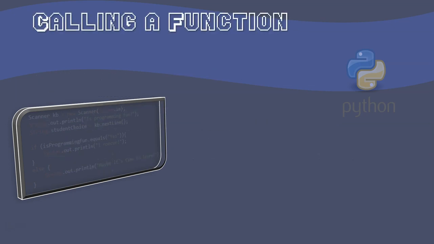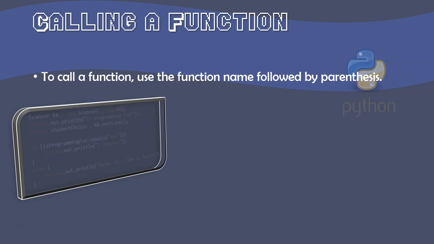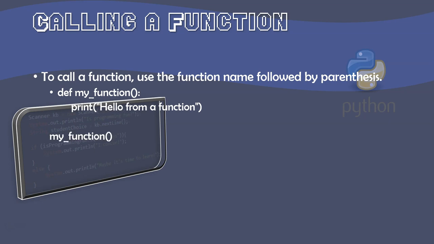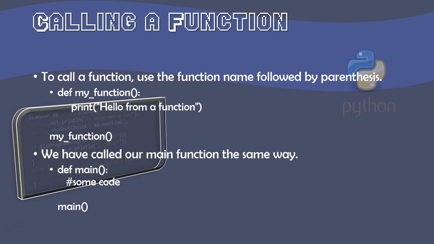Now, let's actually look at calling a function. All right, so to call a function, we're going to use the function name followed by parentheses. So let's just say we have, again, my function, and we're going to go ahead and print that same message we saw before. Well, how do we invoke that? Well, we just say whatever the name of that function is, in this case, my function, open and close parentheses. Now, we have called our main function, of course, the same way. Def main, we'll have some code, and then main.